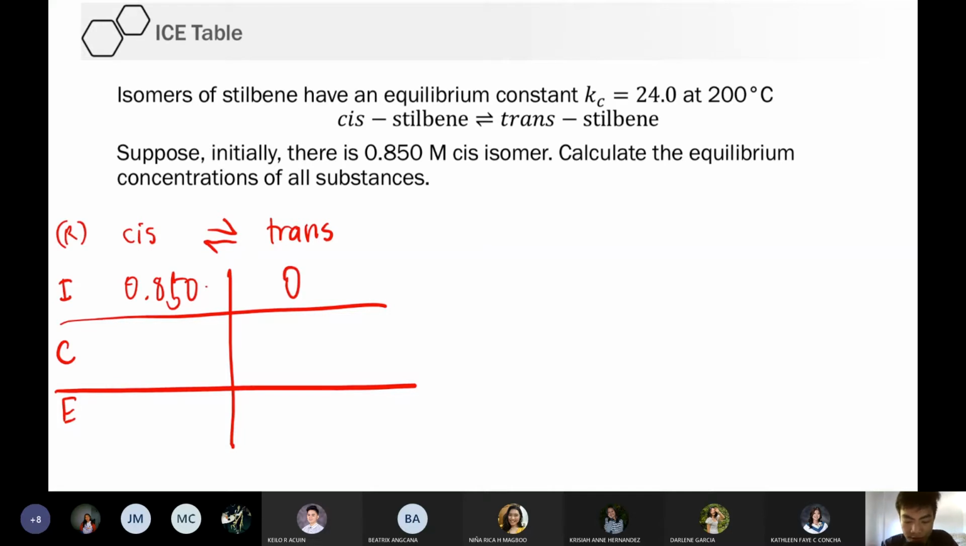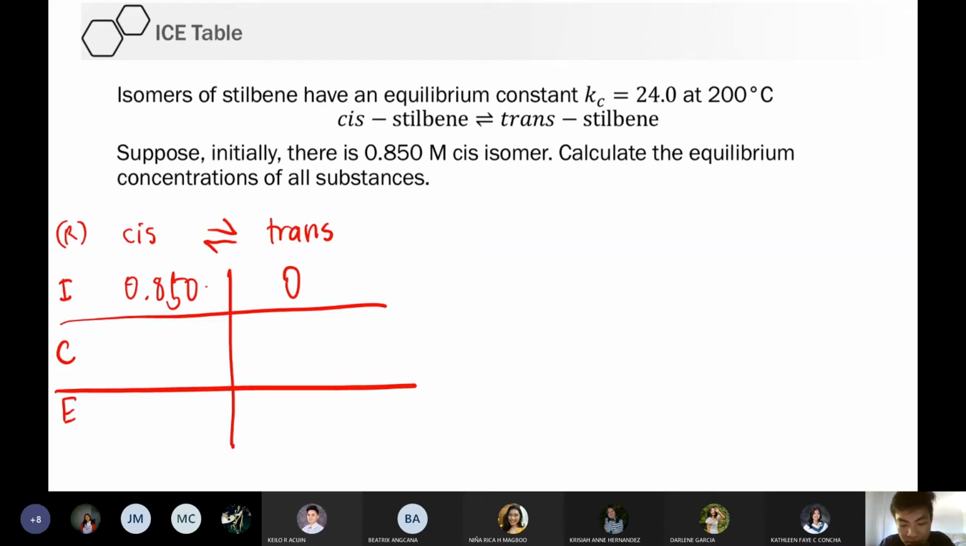Okay, so that's the info that we're going to write down in the initial part. Cis isomer is 0.85 molar. For the trans, that's 0 because the amount is not mentioned in the problem. Okay, so that's the I.